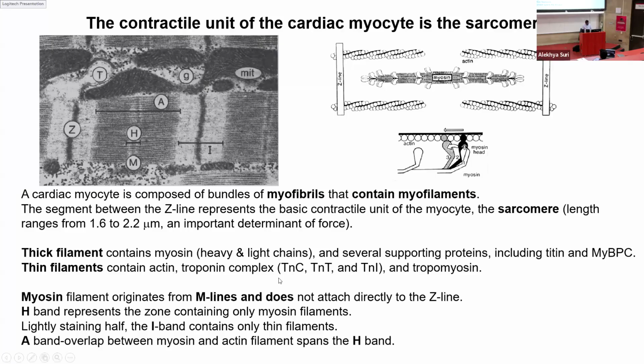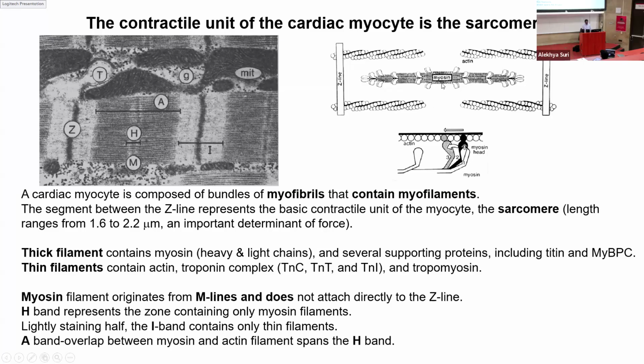You will see it in the next slide. And the thin filament contains actin and the troponin complex, which are involved in muscle contraction. The naming of the zones, like in the electron micrograph, is based on how they are organized. So you don't need to worry about the names, how it is developed.